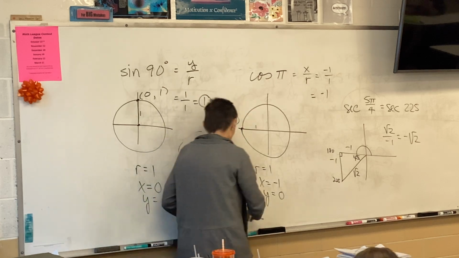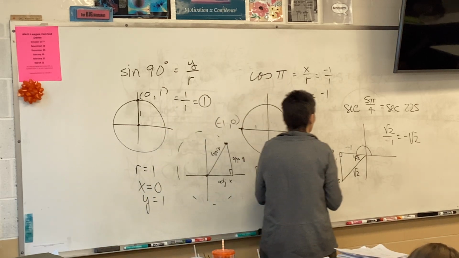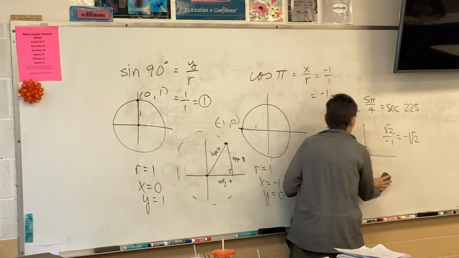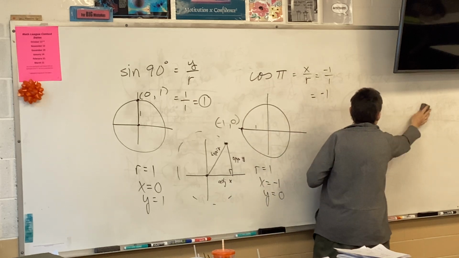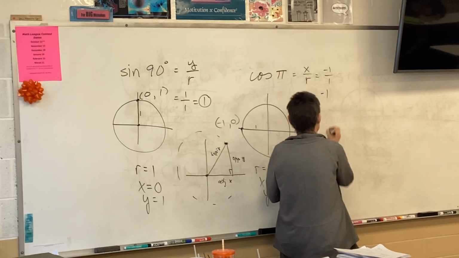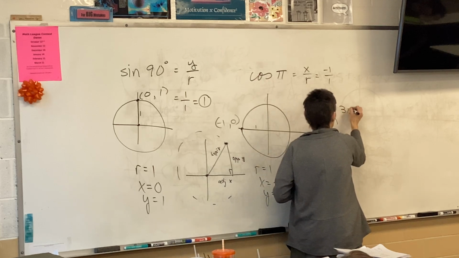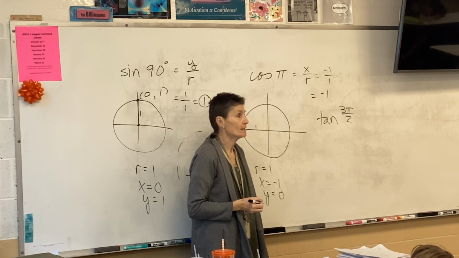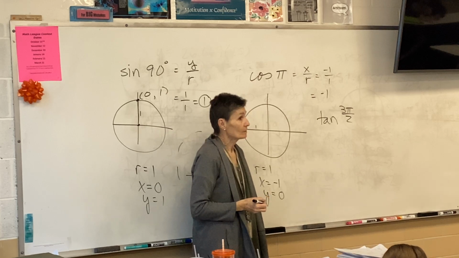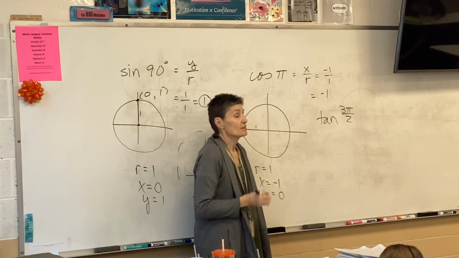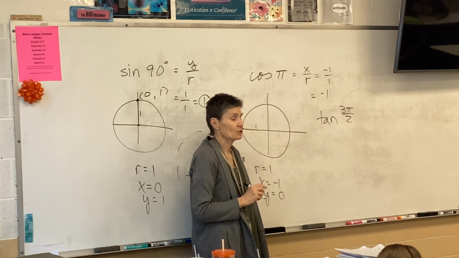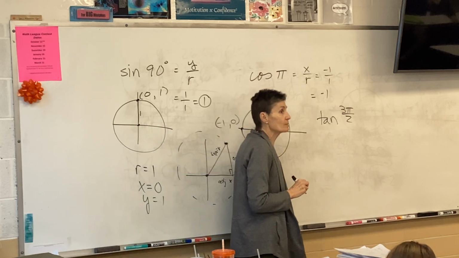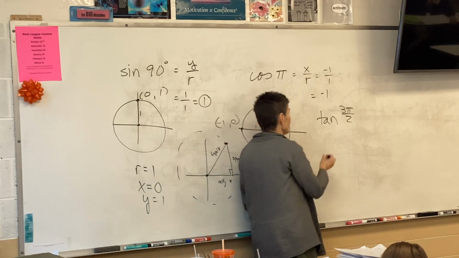Tangent 3 pi over 2. All right, figure out where is 3 pi over 2. What is it? It's 3 times 180 divided by 2. 270? 270, yeah.